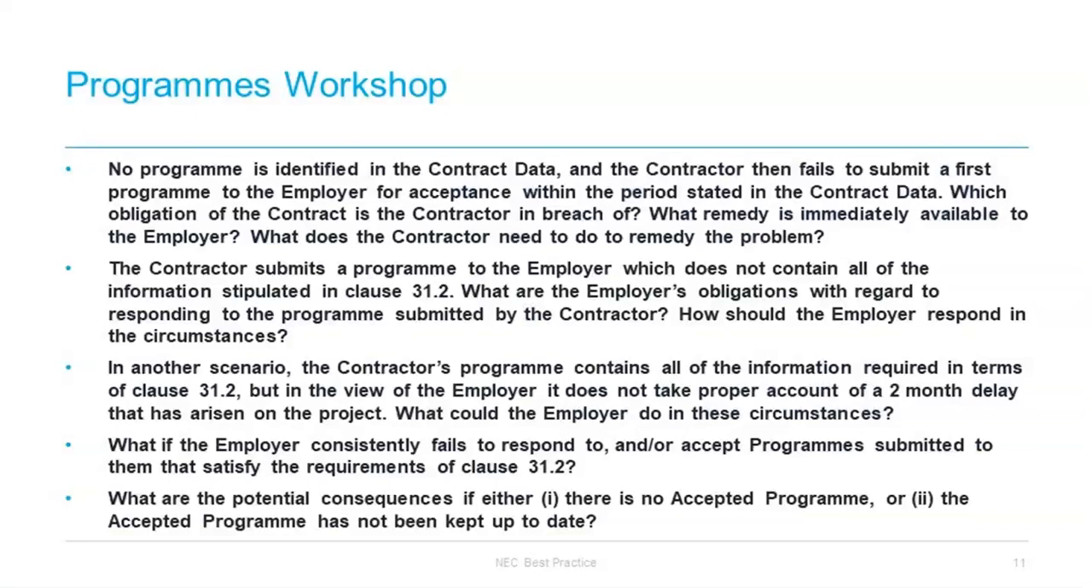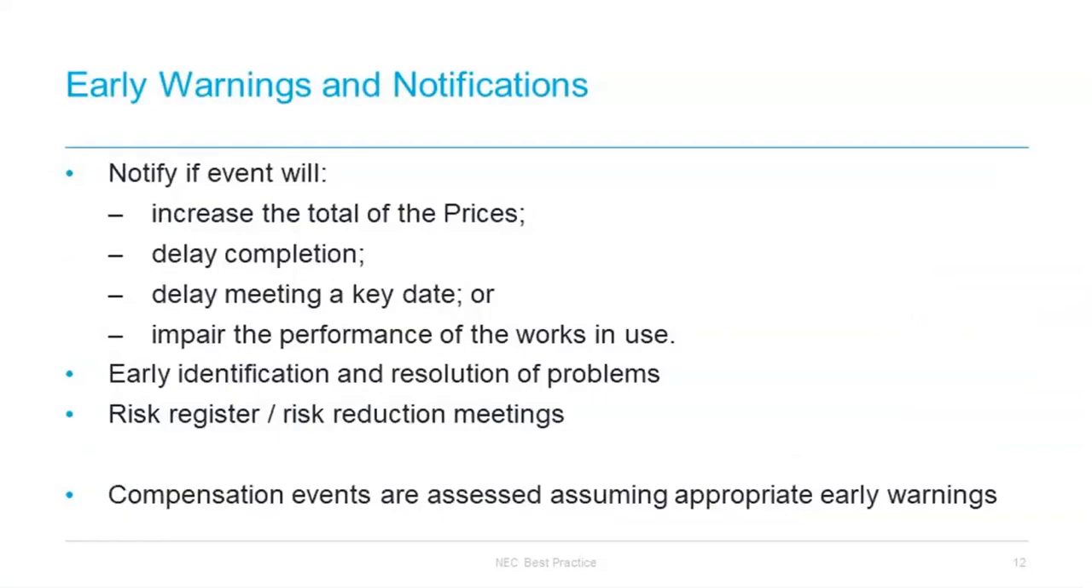Okay, if you have completed your workshop and are ready to move on, we're now going to look at early warnings and notifications. Under Clause 16 of NEC contracts, parties have to notify each other as soon as they become aware of any matter which could increase the total of the prices, delay completion, delay meeting a key date, or impair the performance of the contract works in use.